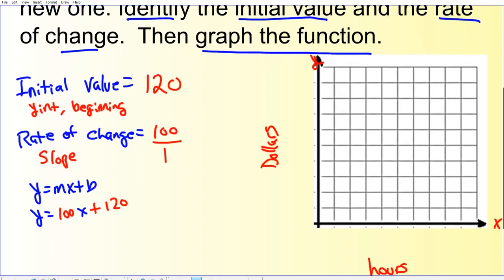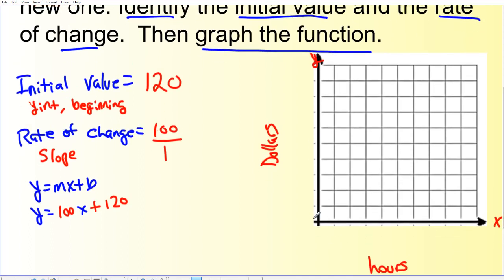Okay, now we need some scales. I should probably think about this, because if I start counting by, say, 20s: 0, 20, 40, 60, 80, 100, 120. If I put 120 here, that's not going to work out so well for me. Let me show you why. Don't write this. If I do this: 0, 20, 40, 60, 80, 100, 120, 140, 160, 180, 200.